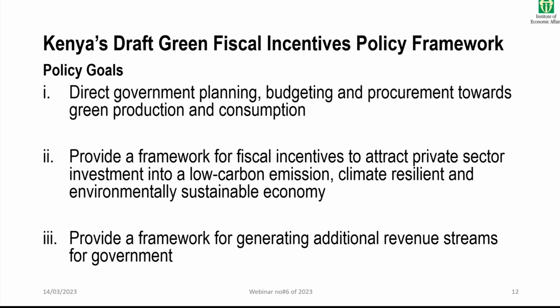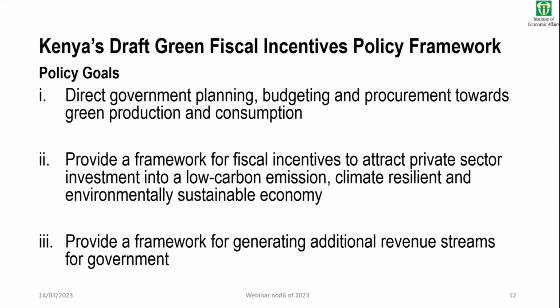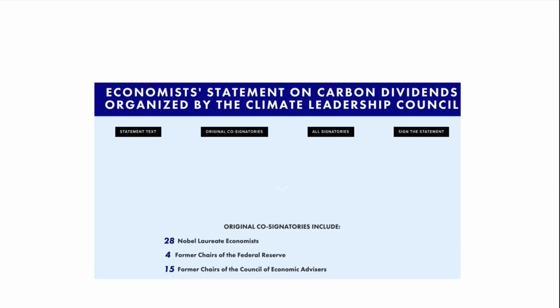And then the third policy goal is basically to provide a framework for generating additional revenue streams. So government here is interested in revenue streams as an end in itself. If you look at all 3 goals, the second and third are more directly related to carbon taxation or use of incentives to shift. And the first one is basically government's purchasing power and procurement capability. I think all those are still consistent with what we say, but the second and the third are the most important ones.